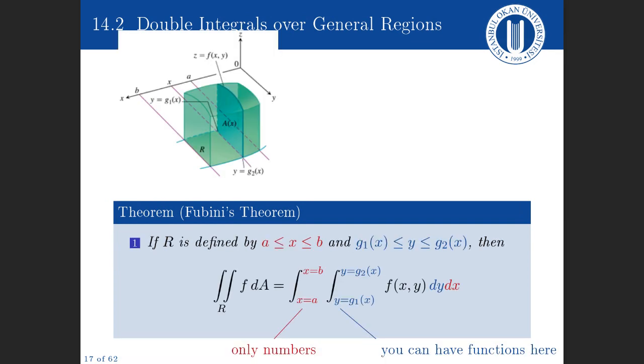Let's suppose we have a region like this. We have a region where we can describe the region by saying x is between two numbers, a and b, but y we describe as being between two functions, between g1 and g2. Then our double integral of f over R is the integral where x is between a and b, and then the integral where y is between g1 of x and g2 of x, f of x y, dy dx.